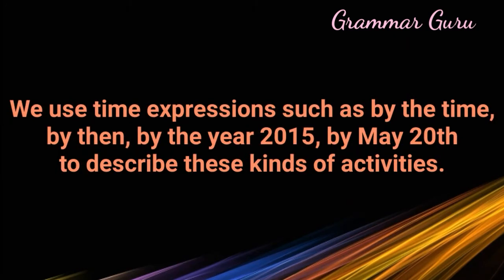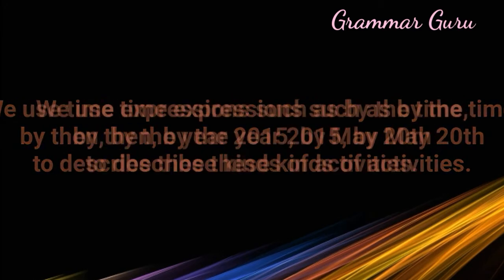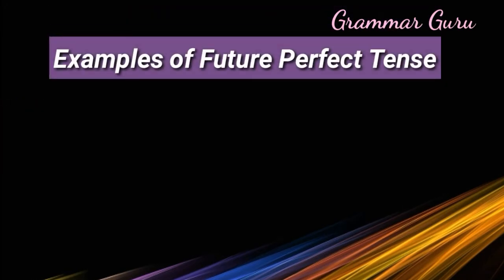We use time expressions such as by the time, by then, by the year 2015, by May 20th to describe these kind of activities. Examples of future perfect tense.